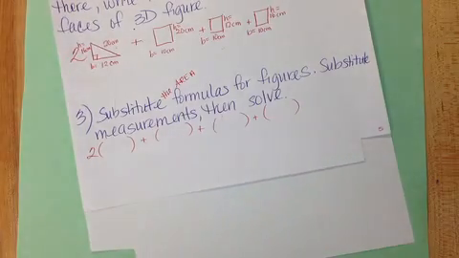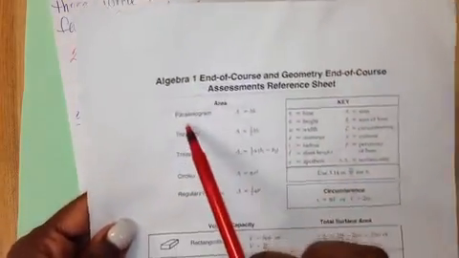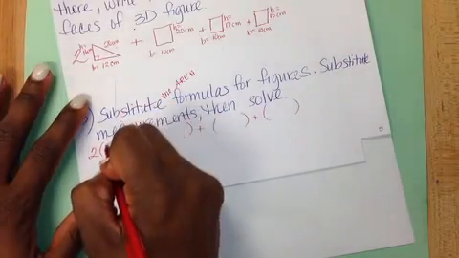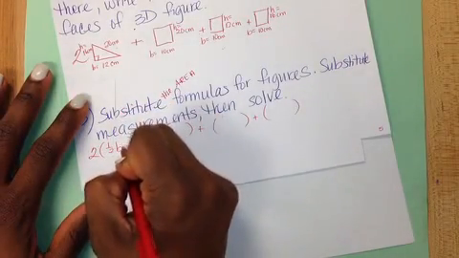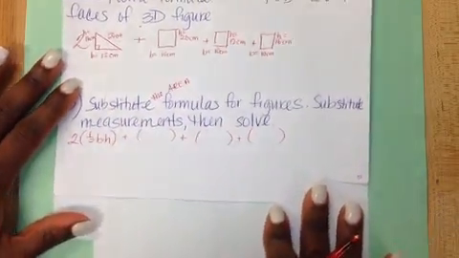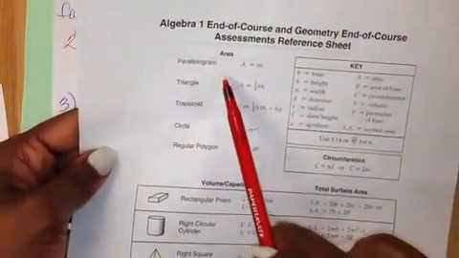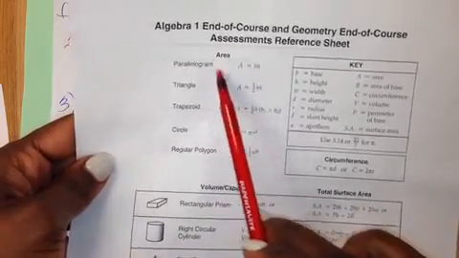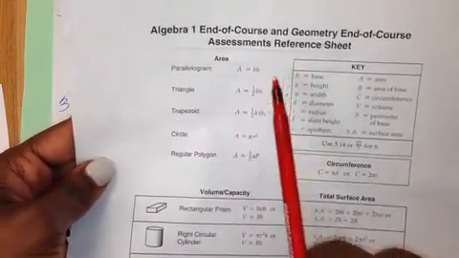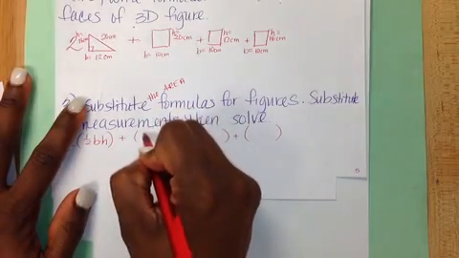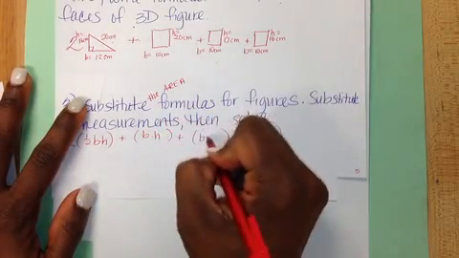Okay, now let's go ahead and reference the reference sheet for those formulas. For the 2 triangles, I see that my area formula is 1/2 of base times height. So I'm going to go ahead and put my 1/2 base times height. For my rectangles, they're all rectangles even though they have different dimensions, also known as a parallelogram because a rectangle is a specialized parallelogram. Area is equal to base times height. So I'm going to go ahead and put that in for each rectangle.